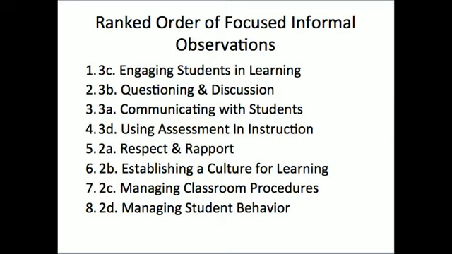So if you couldn't get 8 of these informals, you would get in as many as you can using this ranked order to determine the order of observations you'd be making. So you start with 3C, engaging students in learning, then 3B, questioning and discussion, 3A, communicating with students, and then 3D, using assessment in instruction. Then you go to all the components in Domain 2. Sometimes you can combine the components in Domain 2 into one informal observation if the teacher is at a proficient or distinguished level for Domain 2.